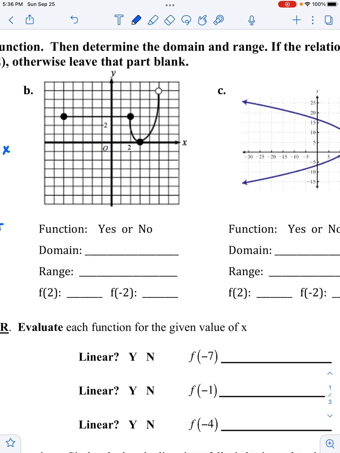Here you can see that this also passes the vertical line test. This part looks dicey, but this is not really vertical. It's just curved. And so since it passes the vertical line test, I'd go with yes. It does not go forever.